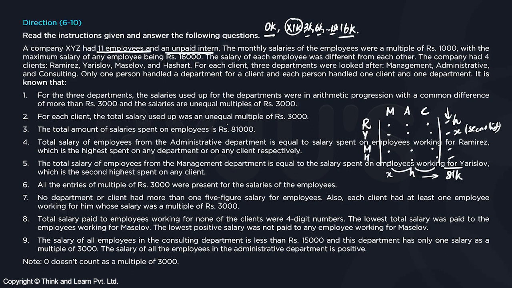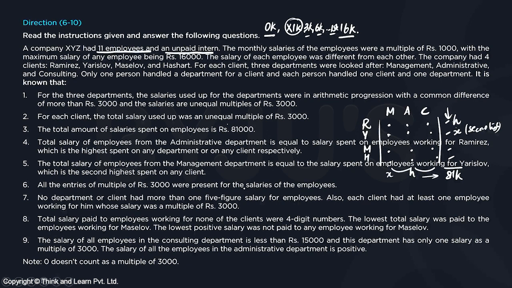The 7th point says no department or client had more than one 5-figure salary for employees. Also, each client had at least one employee whose salary was a multiple of 3,000. So if you look at the employees working for each particular department or client, we cannot have more than one 5-figure salary. A 5-figure salary starts with 10,000. 9,000 is a 4-digit number, right? So we're talking about 10,000, 11,000, 12,000. These numbers are definitely used, but such 5-digit numbers are used for every row and every column.